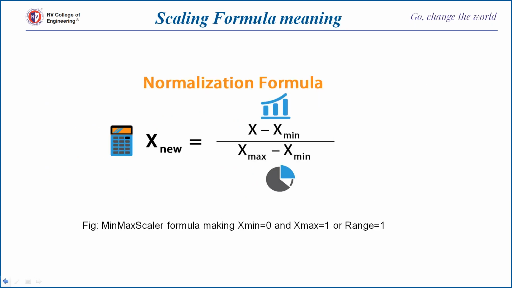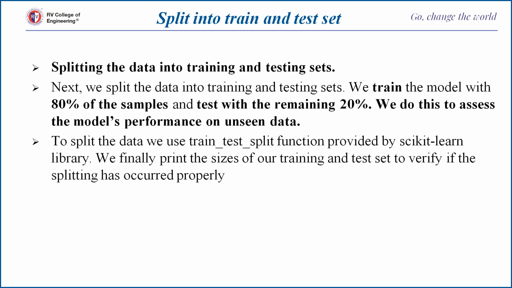Now this is the formula that the min-max normalization scaler uses for normalization. For every data point, it makes the minimum data point 0 and the maximum data point 1, and the range of the entire data set 1.